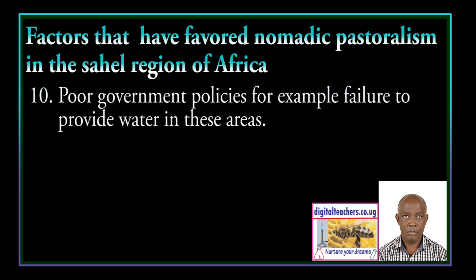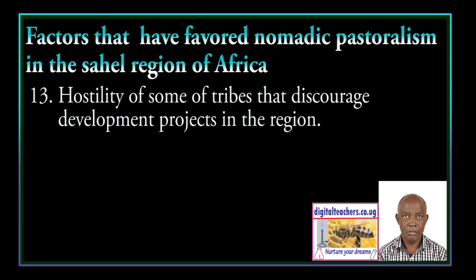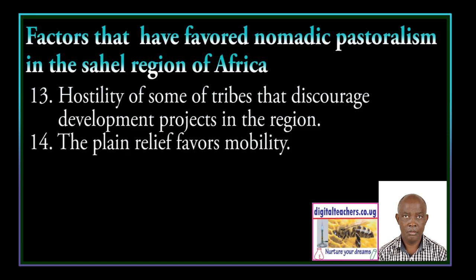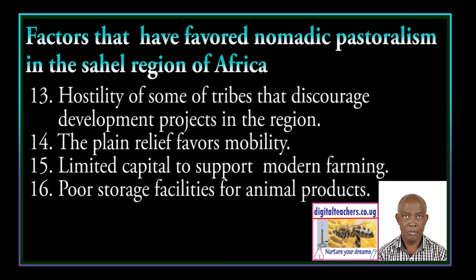Poor government policies, for example, failure to provide water in these areas. Poor local breeds with low yields but can resist pests and diseases. Low level of education, hostility of some tribes that discourage development projects in the region. Plain relief favors mobility. Limited capital to support modern farming. Poor storage facilities for animal products.